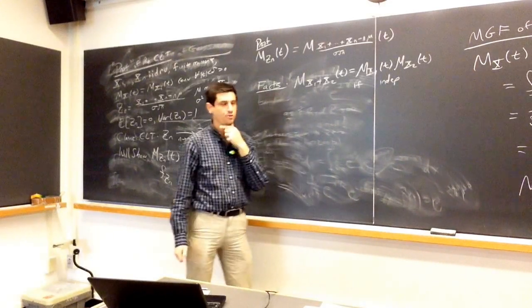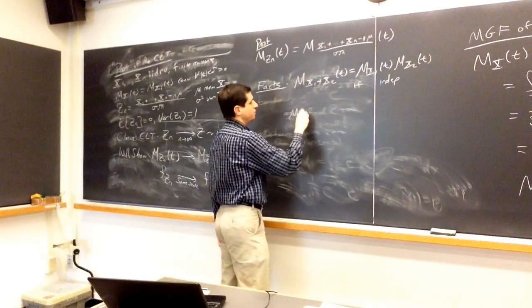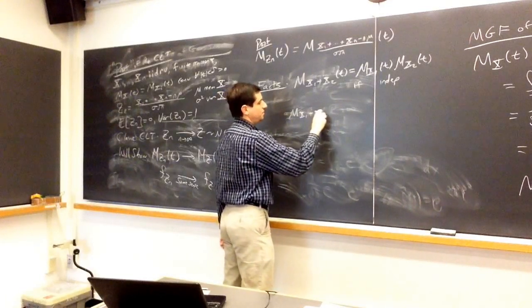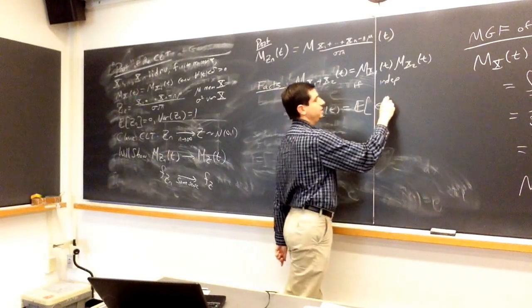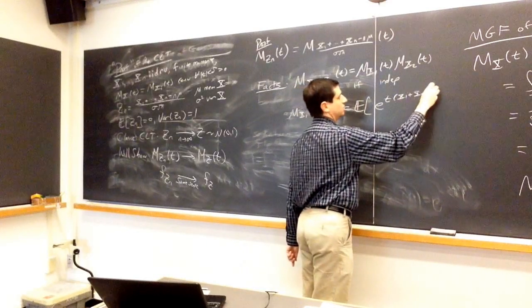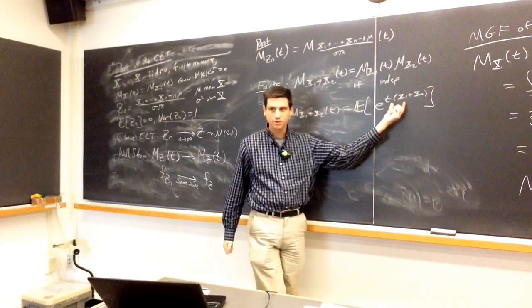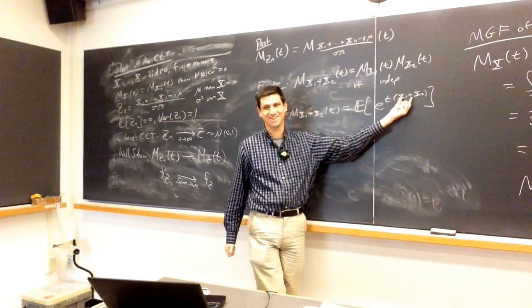There's a lot of ways to prove this. Probably the simplest is the moment generating function of the sum. By definition, it's the expected value of e to the t times x1 plus x2. How should I view this product? I'm sorry, how should I view this sum? I think I just gave it away.